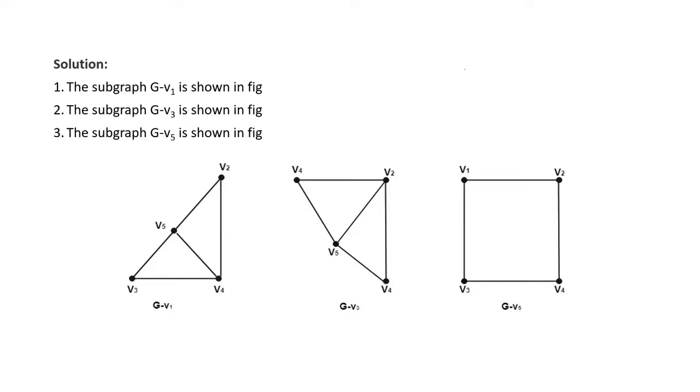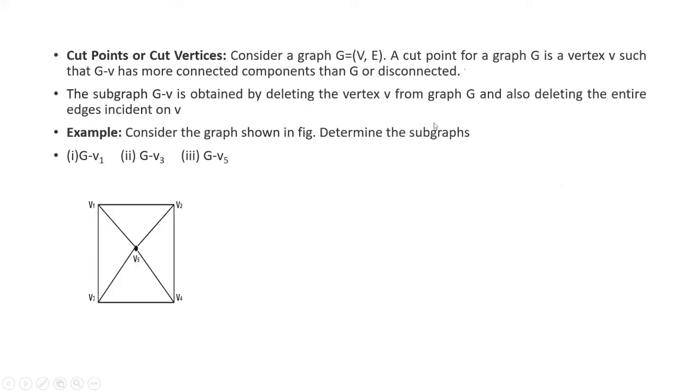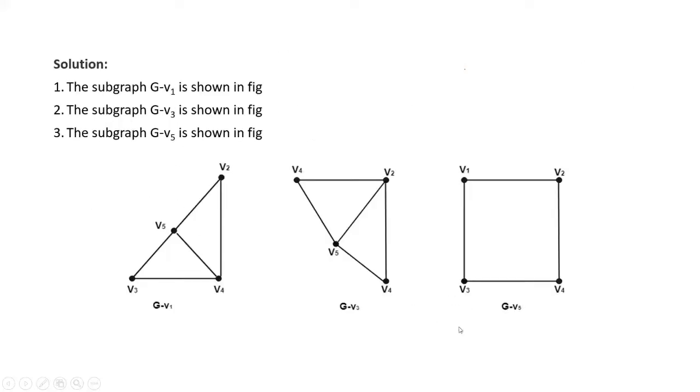Here G minus V3, whatever edges are associated with this V3, we have removed here, right? So this is G minus V3. Here G minus V5, right? In G minus V5, see, this is V5, at the middle. So these 1, 2, 3, 4 edges are associated with this one. So we have to remove these 4 edges, right? After removing these 4 edges, this will be a subgraph, that is G minus V5.